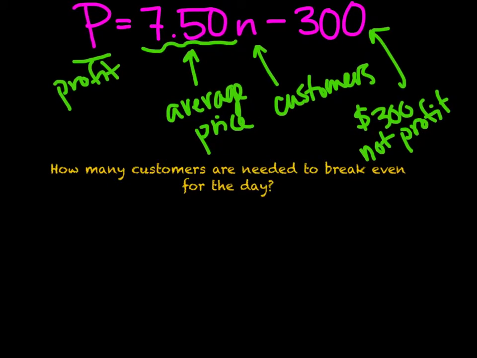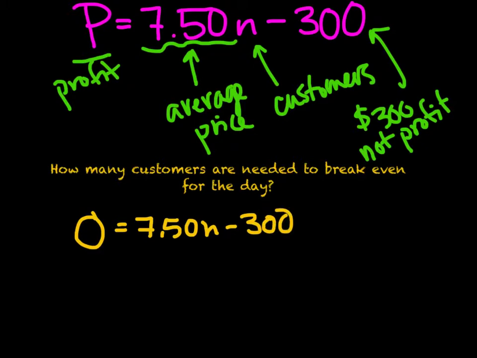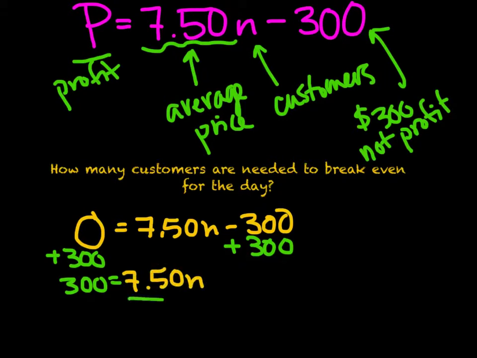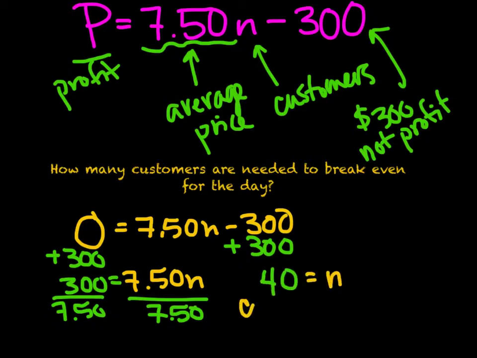So, using this equation, let's do a little bit of math. How many customers are needed to break even for the day? That means our profit is going to be zero. So, we could say zero is equal to 7.50 N minus 300. We need to break even. All right, so let's do a little math. Let's add 300 to both sides. So, I get 300 is equal to 7.50 N, and I'm going to divide by 7.50 on both sides, and I will get 40 is equal to N, and that is 40 customers.